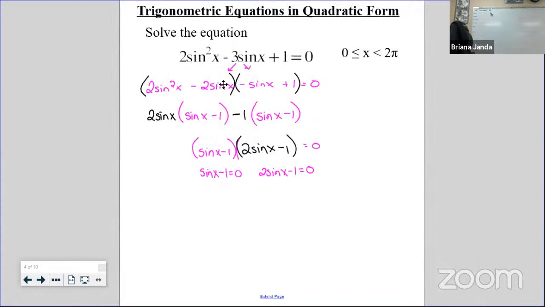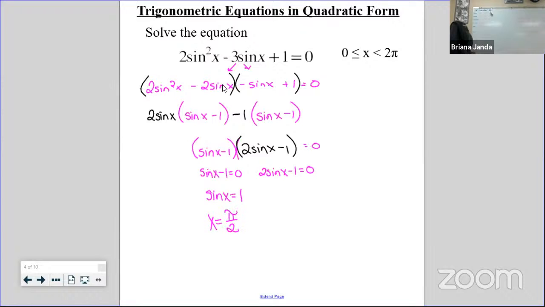Solve for my trig function. So again, if it's a sine or a cosine and it's equaling 1 or negative 1 or 0, it's going to be from an axis. Which angle has a sine value of 1? Pi over 2. So our answer from this would be pi over 2.